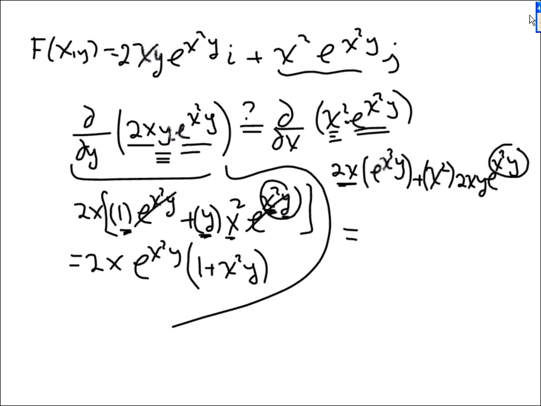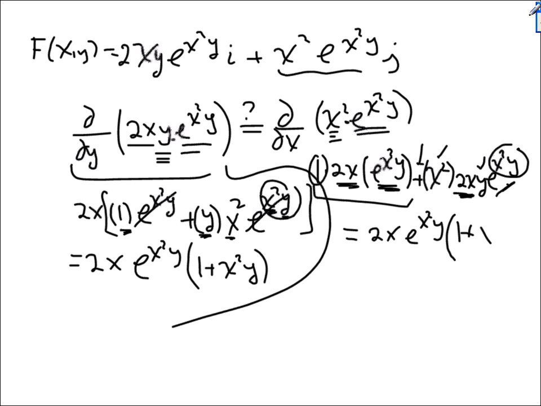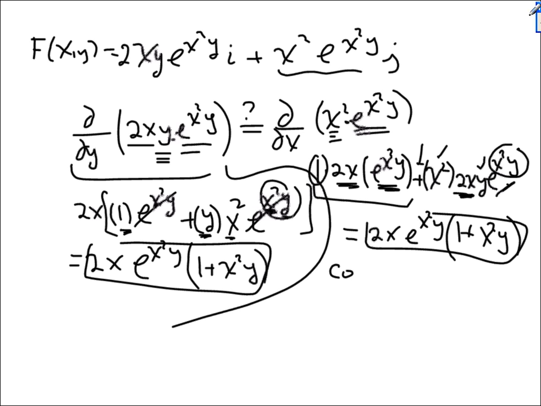So I can factor out a 2x, and I can factor out an e to the x squared y. And what survived, since nothing's left on the left term, you realize there's always a 1, a plus sign, and I factored out the 2x, so you have x squared times y. And you say, oh dear, yeah, these are equal. So yes, it is conservative. Big F of x is conservative.